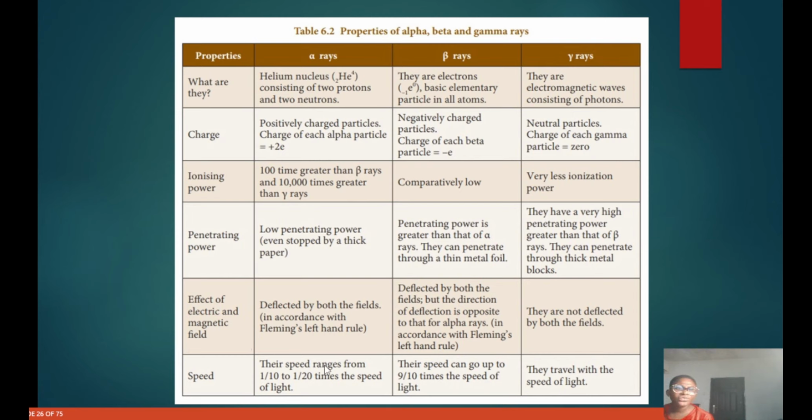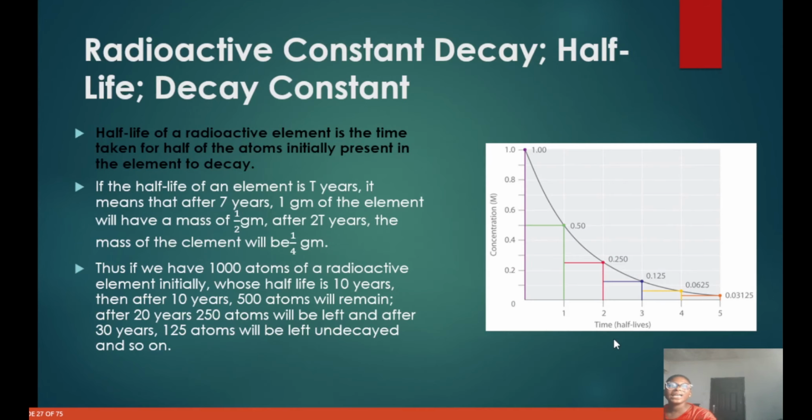Their speed ranges from 1/10 to 1/20 times the speed of light, while their speed can go up to 9/10 times the speed of light. They travel with the speed of light. Fast, 3 times 10 raised to 8 meters per second.